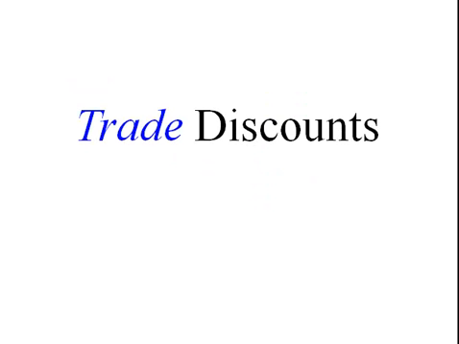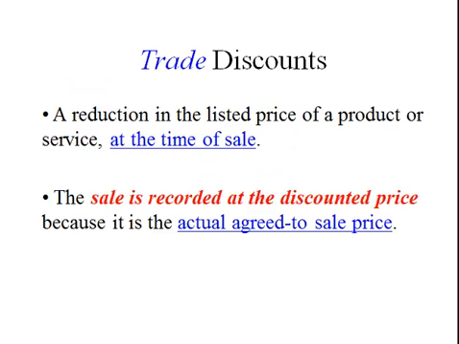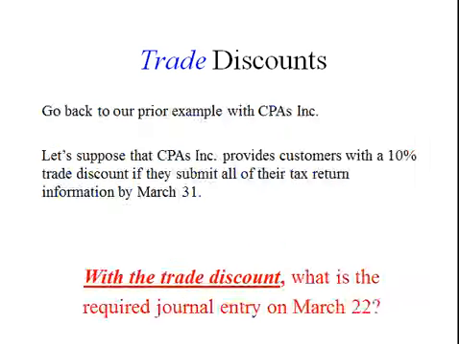First, trade discounts. A trade discount is a reduction in the listed price of a product or service at the time of sale. You're accustomed to this. It's simply the sale price that the merchant is advertising. We will record the sale at the discounted price because it is the actual agreed to sale price. There is no uncertainty about it.